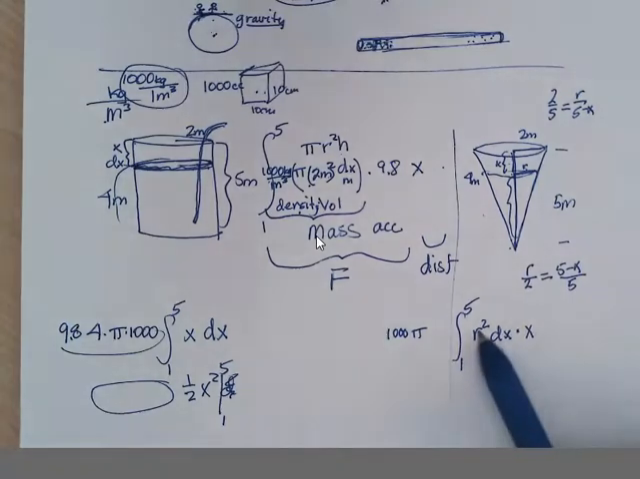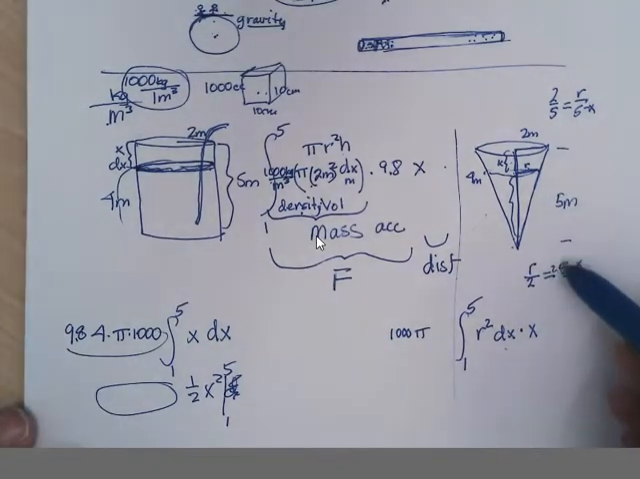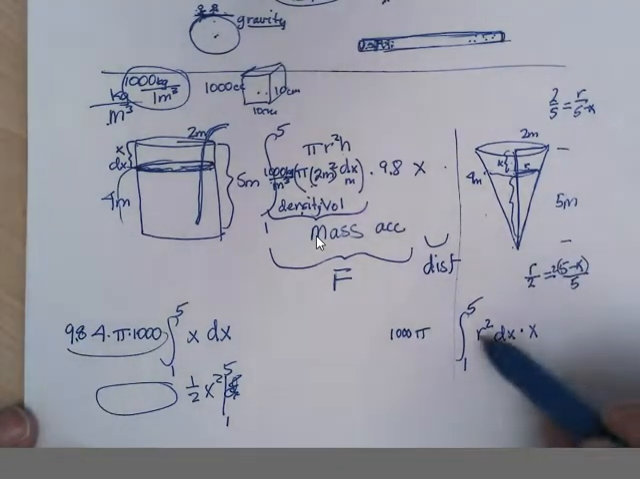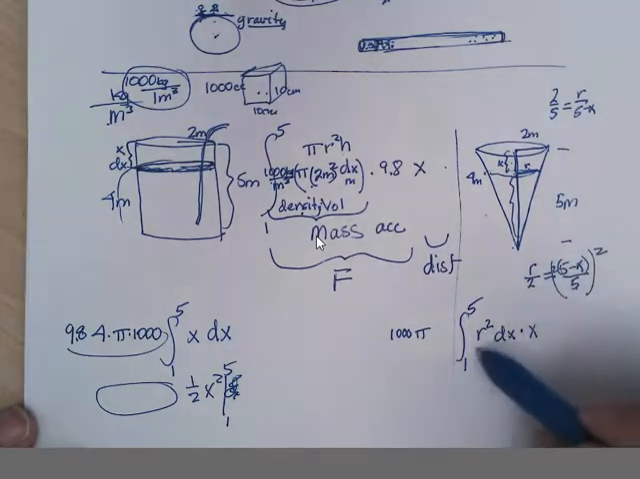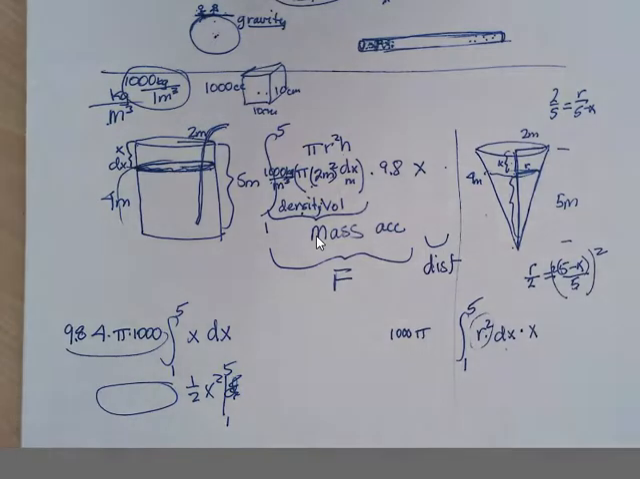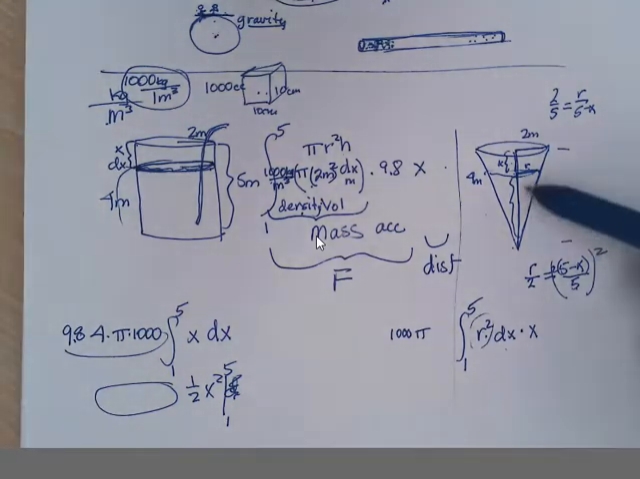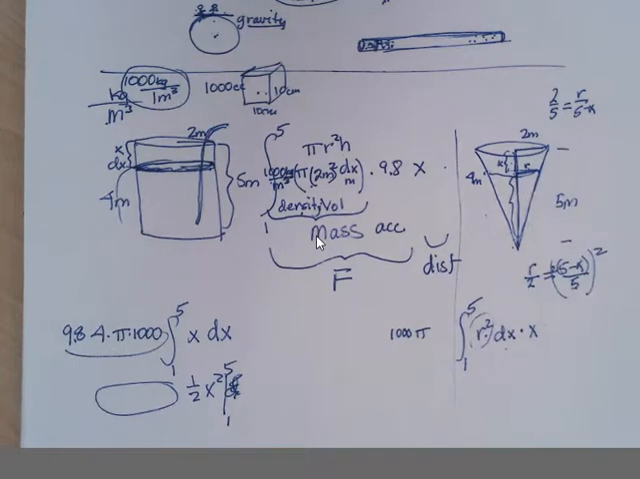We need to replace the r, so I'll multiply by 2, and then square all of that and put that here. Take it times x, and then find the antiderivative, and we'd find out how much work it takes to pump the water out of a cone. At least the work that required to lift the water to the top of the cone. Okay.